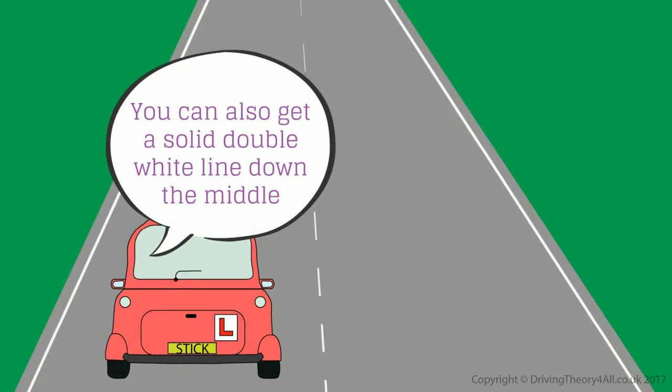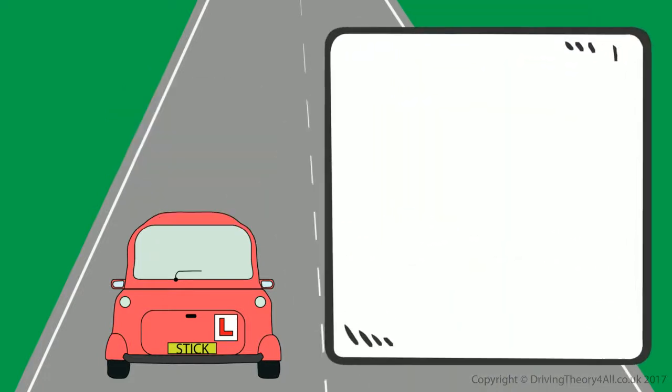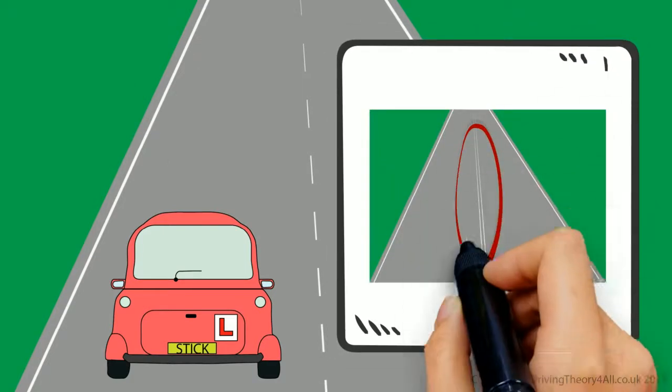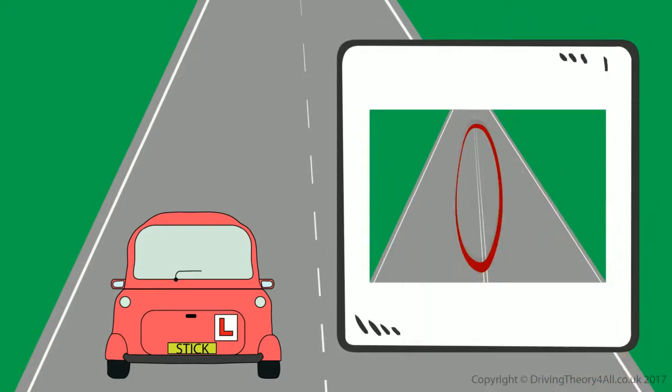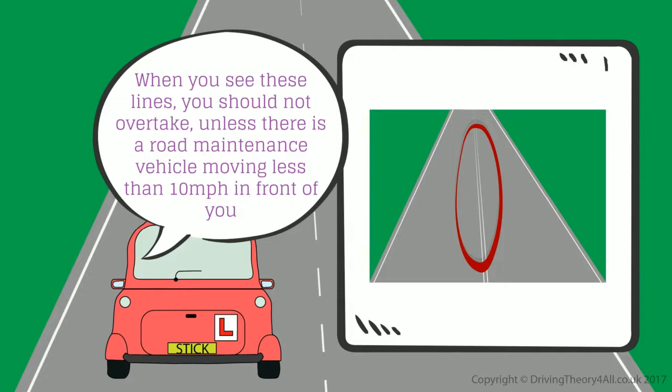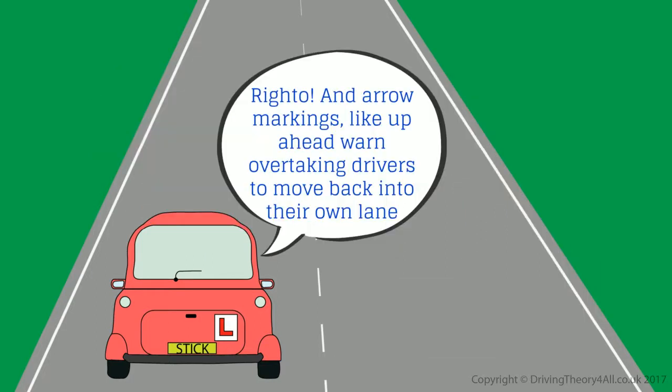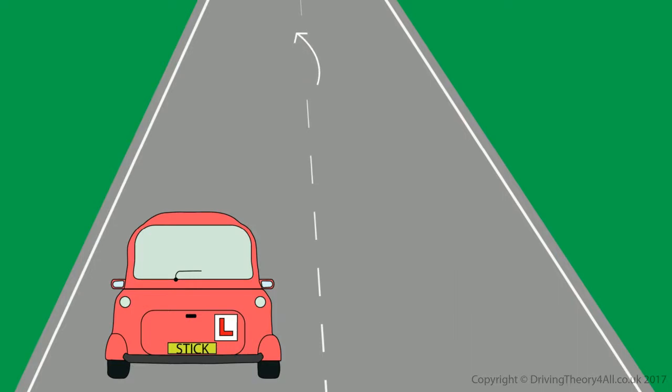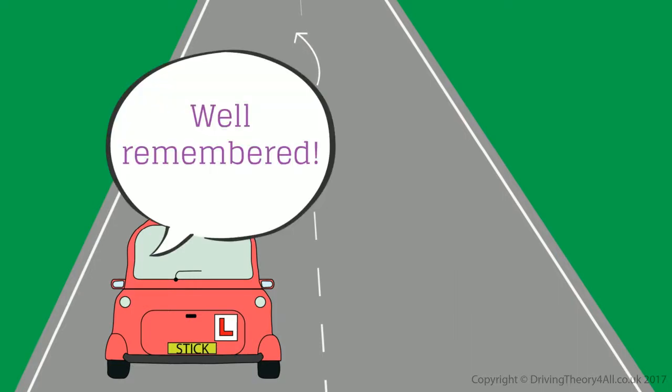You can also get a solid double white line down the middle. When you see these lines, you should not overtake unless there is a road maintenance vehicle moving less than 10 miles per hour in front of you. And arrow markings, like up ahead, warn overtaking drivers to move back into their own lane? Well remembered.